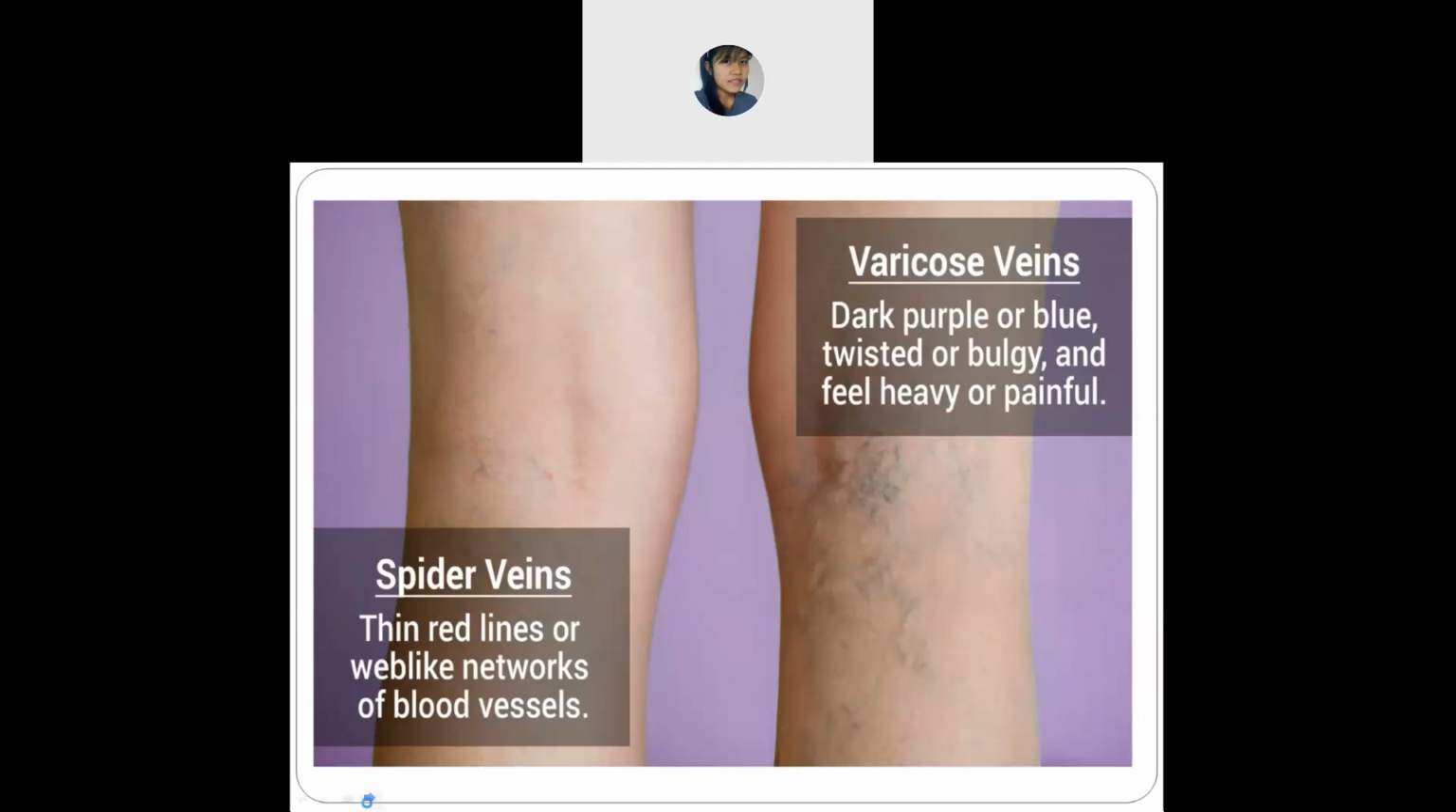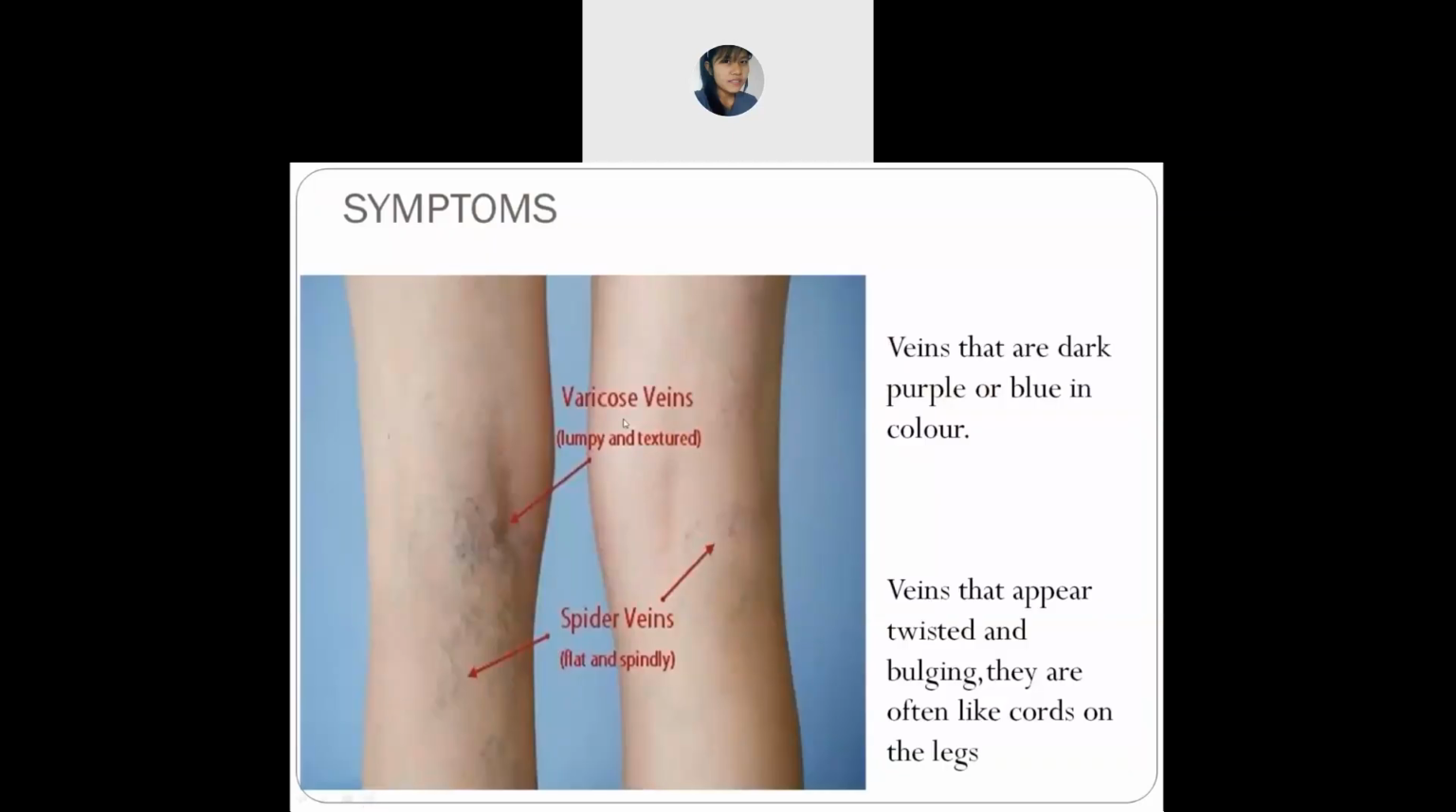Now let's see the symptoms. What are the symptoms you will find in the varicose vein? The veins are dark, as I have already said. They appear dark purple or blue in color. They are mostly twisted, and they appear to be bulging, meaning they come out like this.